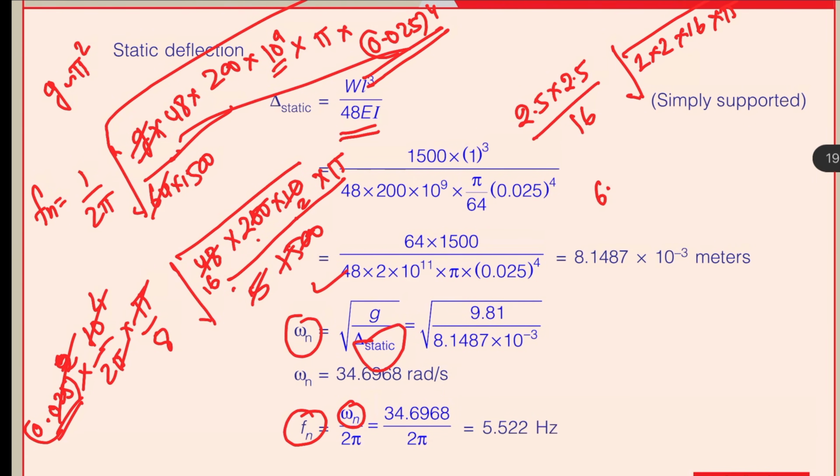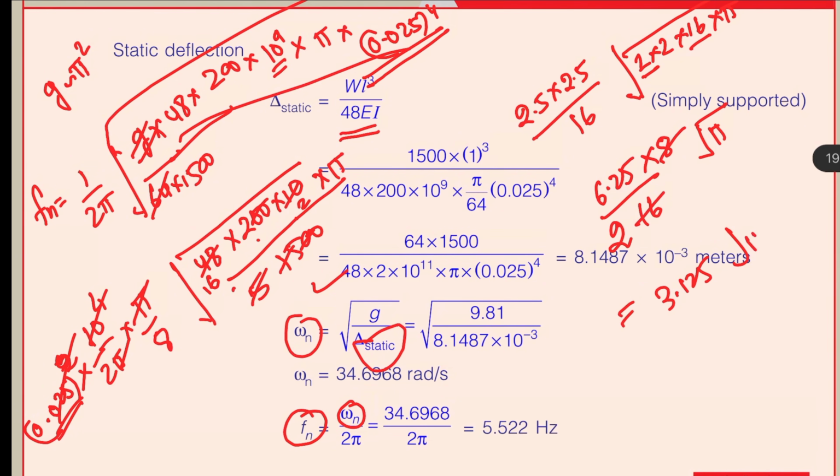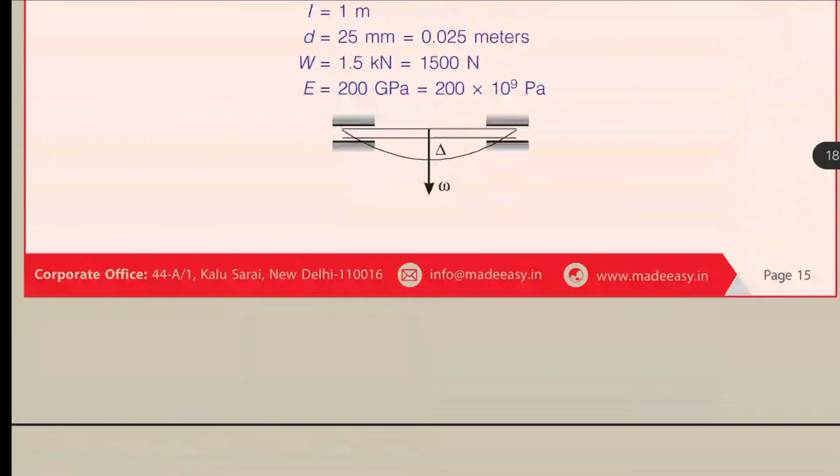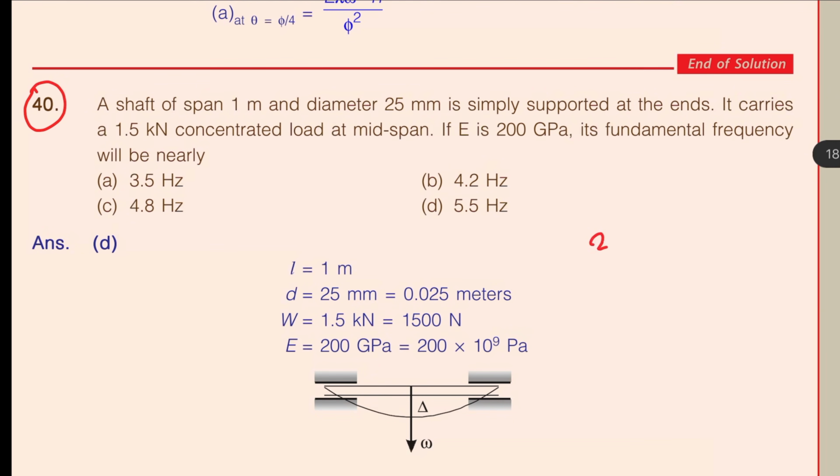So this comes out to be 6.25 divided by 16 multiplied by 2, and 4 will come out, so 8, and root over pi, and this 8 will give me 2, so this comes out to be 3.125 root over pi. This is the calculation that we need to solve. Now let's take a look at the options that we are having. The value that we need to solve is 3.125 root over pi.